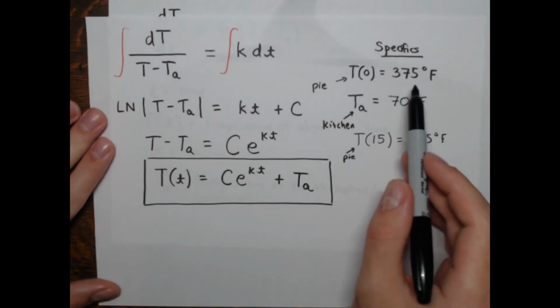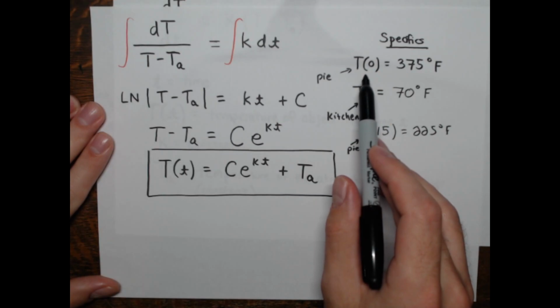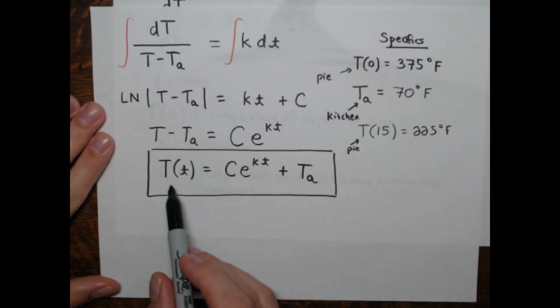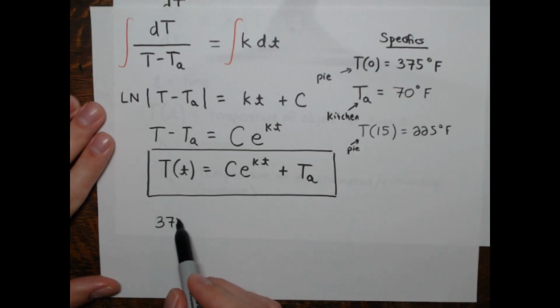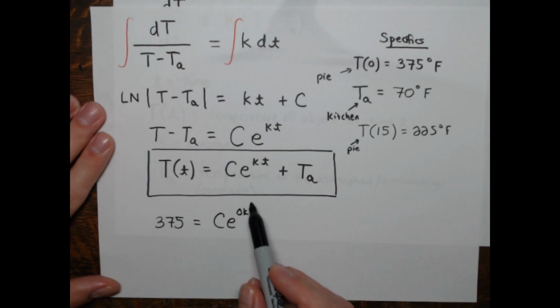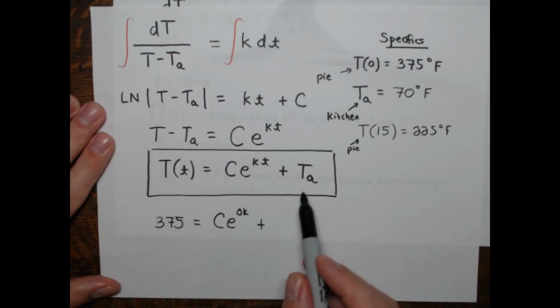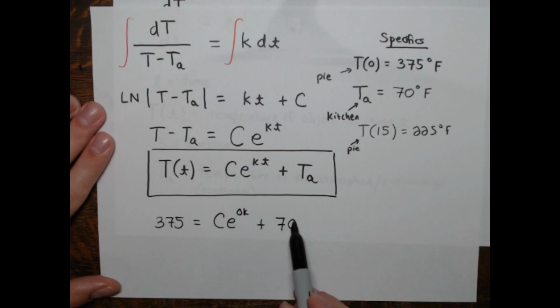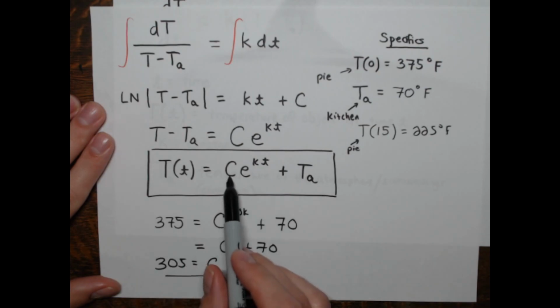All right, so the first thing, T of 0, the initial temperature of the pie is 375. So 375 will be on the left for capital T, the temperature of the object, the temperature of the pie, equals C times e to the 0 K, right? K times 0, plus the temperature of the surroundings, which was 70. Now e to the 0 is 1, so this is just C plus 70 over here. Subtracting 70, we get 305 is the value of this constant.